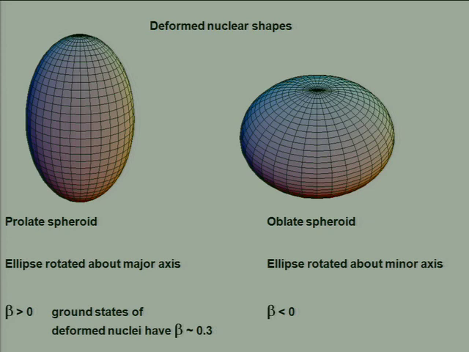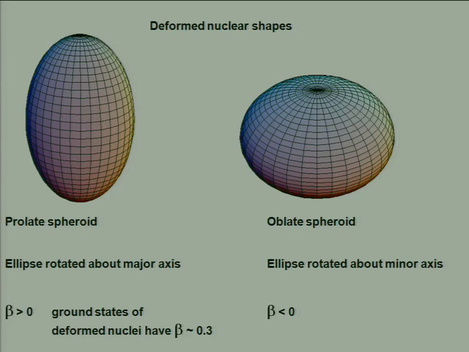And although this is exaggerated, that's kind of what the Earth looks like, because remember, the Earth is flattened at the poles a little bit. So if you draw a radius vector from the center of the Earth to the North Pole, or a radius vector out to the equator, they're not the same. It's further to the equator, because the Earth is an oblate spheroid, and we call that a beta value which is negative.